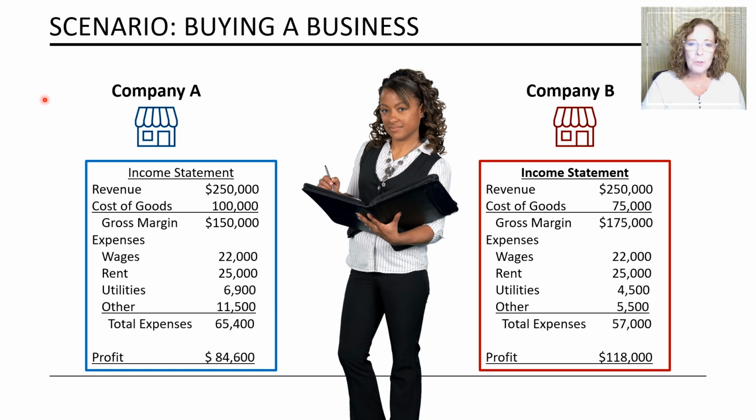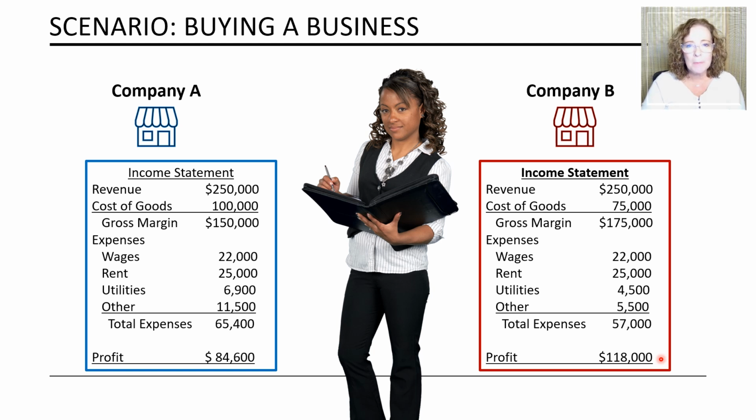companies, and you're a little surprised by the big difference in expenses between, let's call them company A and company B. Even though the revenue is $250,000 for each company. Company A has cost of goods sold of $100,000 and expenses of $65,400 for a profit of $84,600. Company B has cost of goods sold of $75,000 and other expenses of $57,000 for a profit of $118,000.